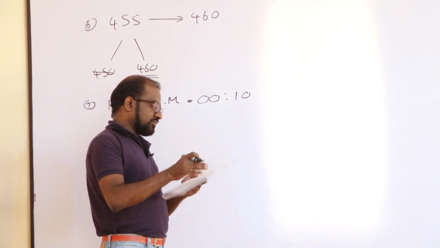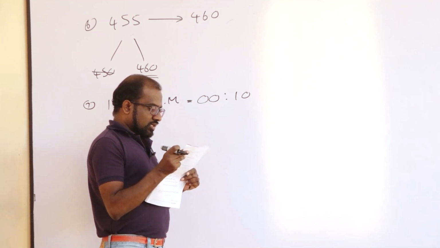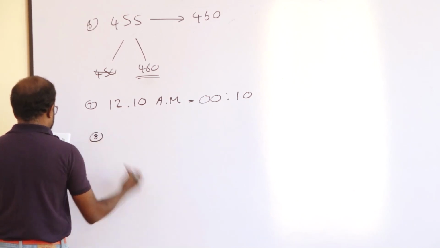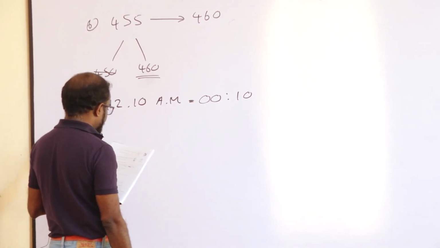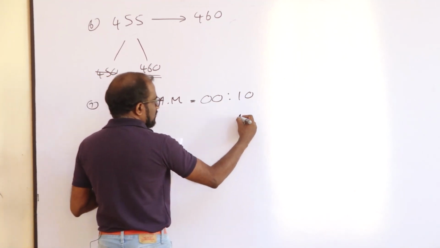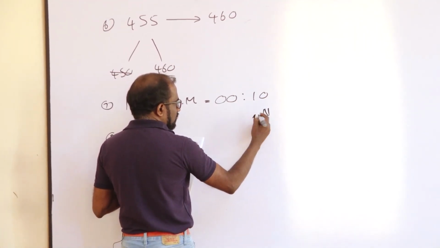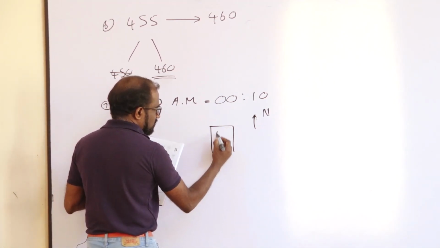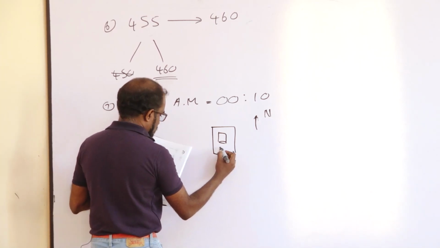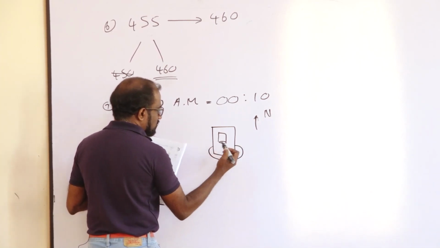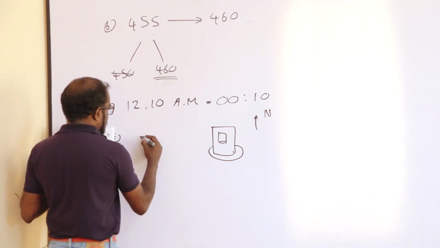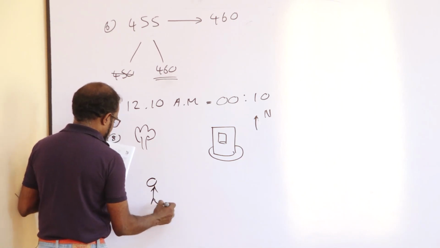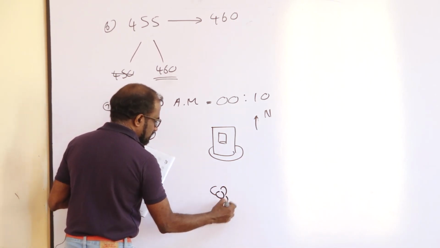8th question. Right. So a small map is given. North is marked here. So here you have a well. Then here we have a tree, and here a child is there, and here we have a flower.